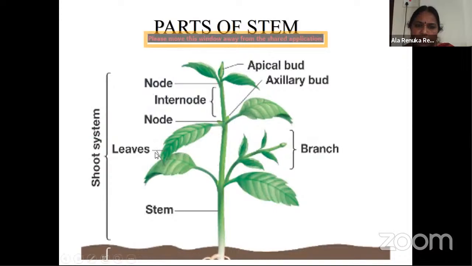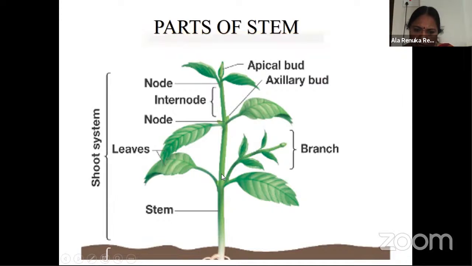You can see these are different parts of the stem. This is the stem, the axis of the shoot system. This is the node where leaves arise. This is one more node. The portion between two nodes is called the internode. And this is the stem. This is the leaf, and the upper angle between the stem and the leaf is called the axil.